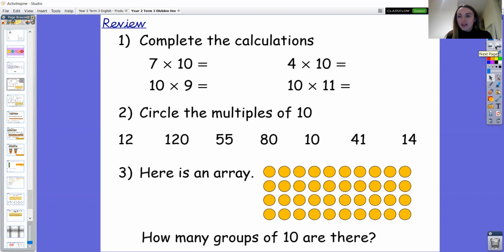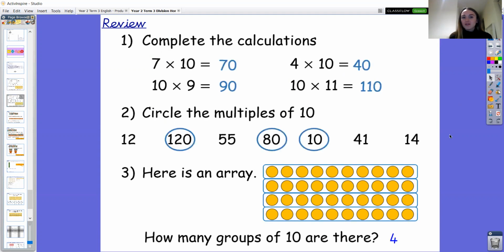So I'm going to share with you the answers. So number 1, should we say these calculations together using the word times? Are you ready? 7 times 10 equals 70. Well done, let's move on to this one here. 4 times 10 equals 40. 10 times 9 equals 90. 10 times 11 equals 110. Brilliant, well done.